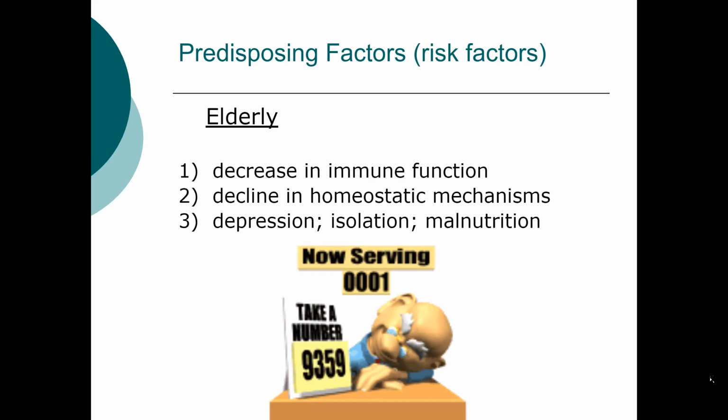Decline in homeostatic mechanisms. As you get older, your body does not work the way it once did, okay? This is part of it. This is just part of getting older. You get out of homeostasis much quicker than you did when you were, say, 22 years old. And this allows you to be more susceptible to a greater host of illnesses.